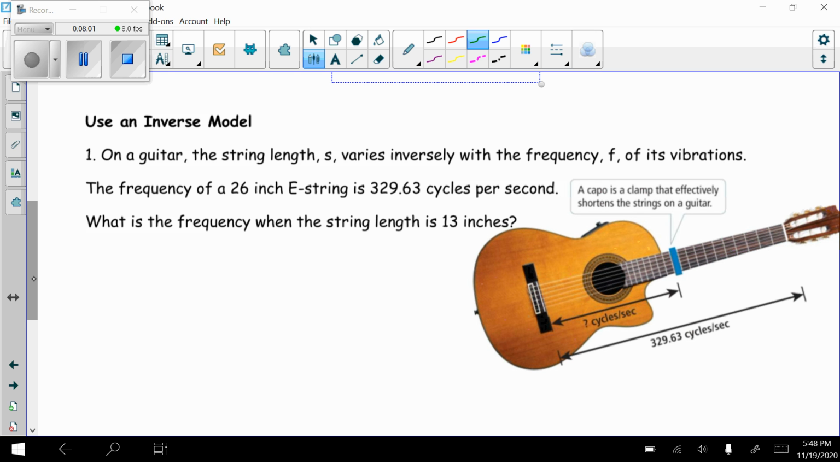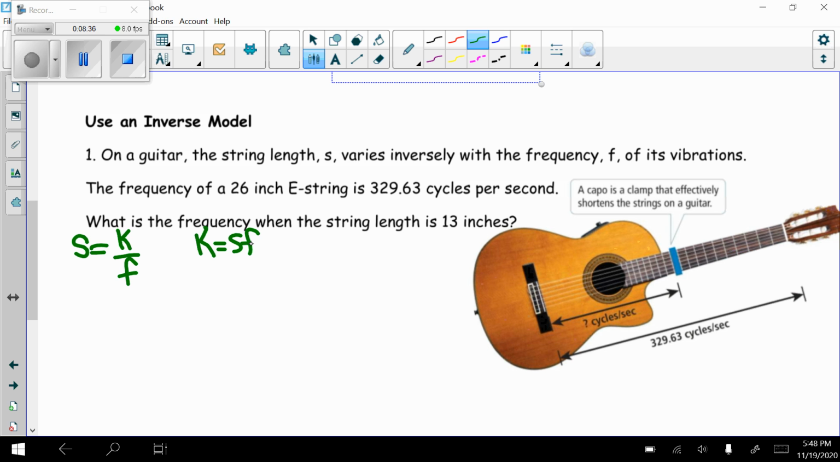So we're told that on a guitar, the string length S varies inversely with the frequency F of its vibrations. Okay? So I wrote that equation. S varies inversely, so S equals K over F. There's my equation. I need to get K by itself, so I can solve for K first. So if I cross multiply, I get K equals S times F.